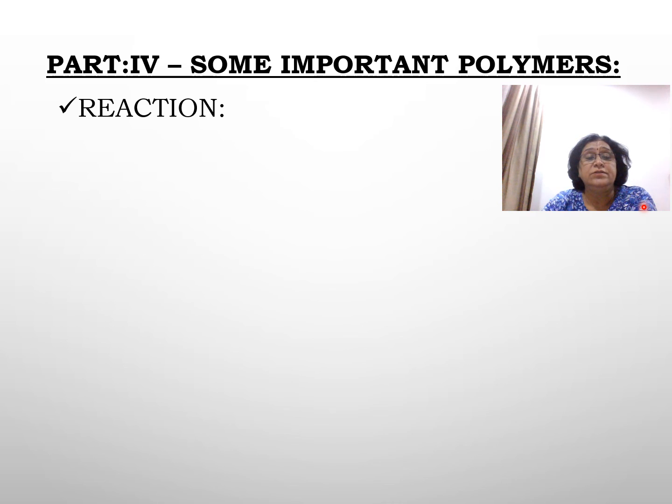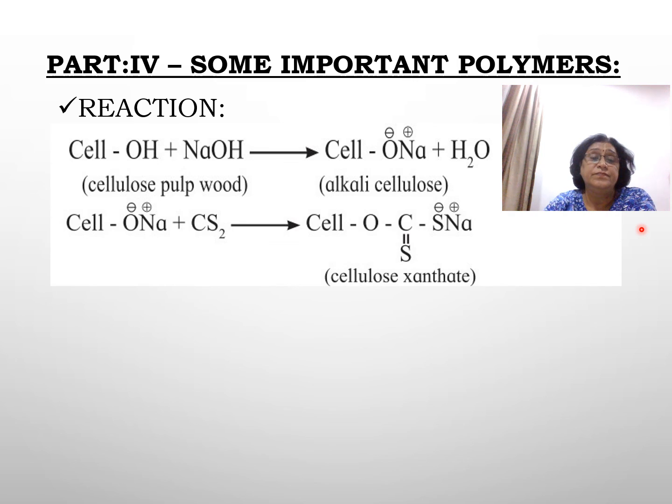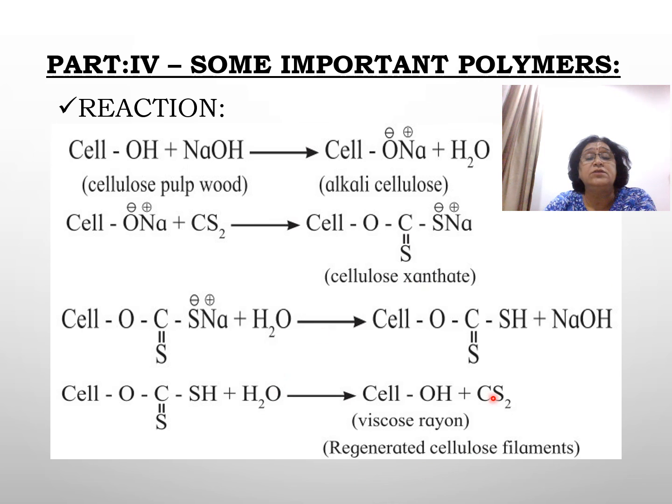So in the reactions, let's see, cellulose-OH is the cellulose wood pulp. This on alkaline treatment gives you alkali cellulose, and when this alkali cellulose is treated with carbon disulfide, it gives cellulose xanthate, which on hydrolysis gives the viscose rayon. So this viscose rayon is of good quality and it is a regenerated cellulose.